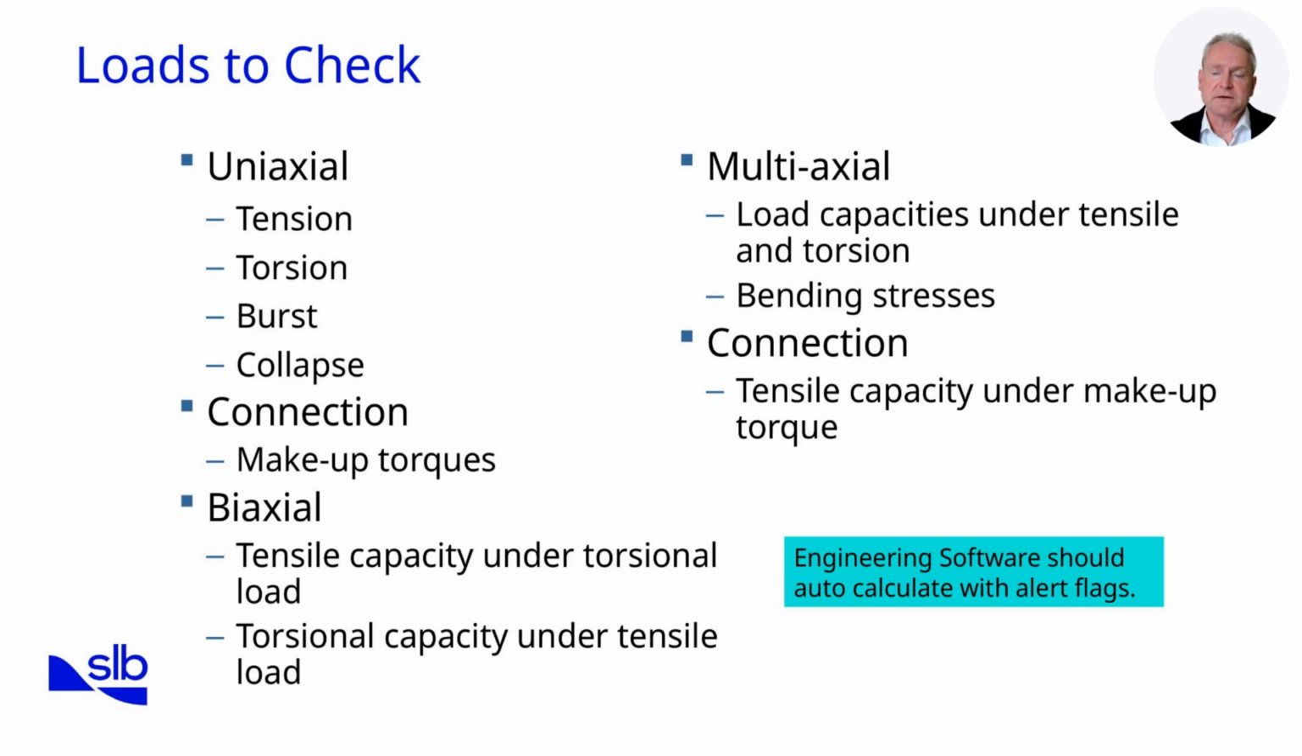Both require design factors based on the pipe's published ratings and the applied differential pressure. More complex are biaxial loads, where tension and torsion interact. Under torsional load, the pipe's tensile capacity decreases, and vice versa. Multiaxial loads add bending to the mix, producing stress combinations that are closer to real-world drilling. Connections must also be evaluated for tensile capacity under makeup torque.